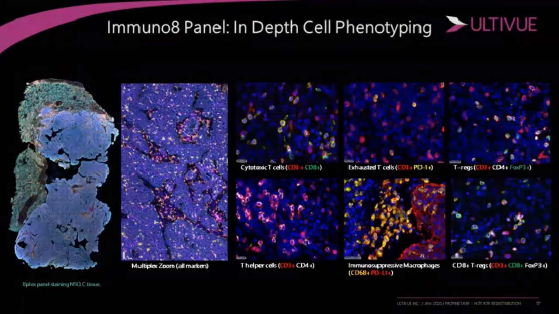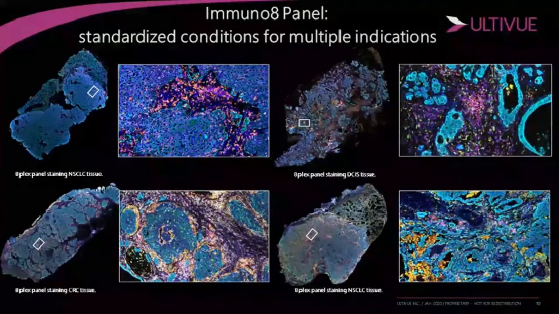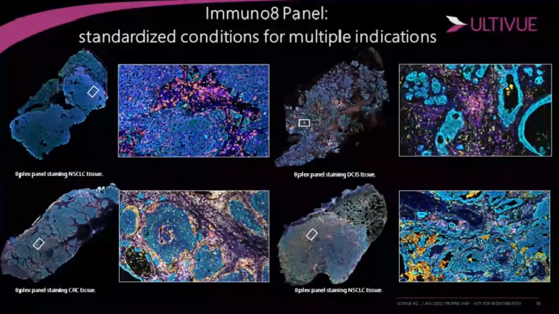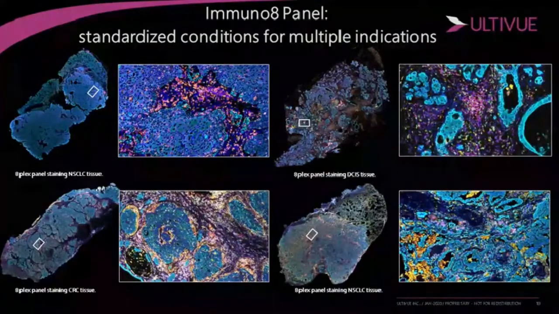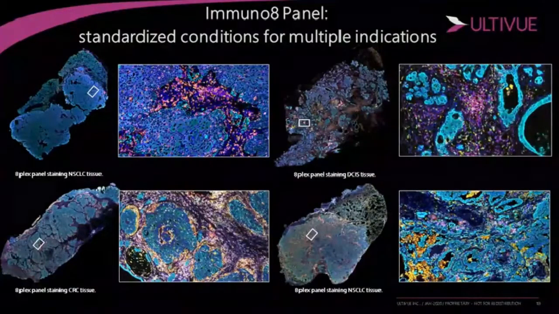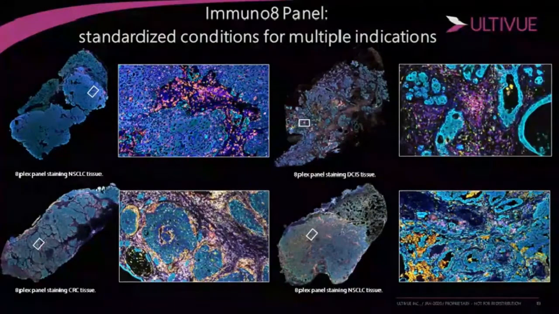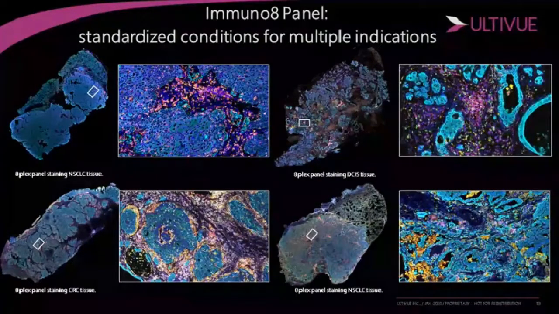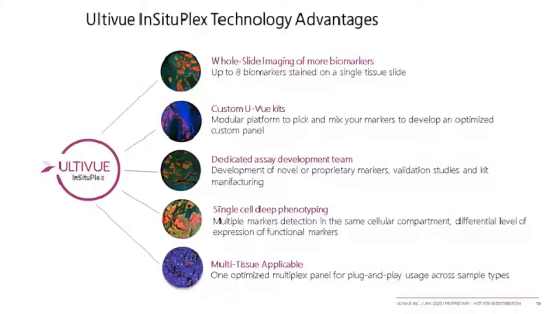Last but not least, I would like to also highlight that with those panels, and specifically I'm showing again the Immuno-8 panel, you have standardized conditions, which means that you can apply the same kit, whatever number of plexes you have and whatever number of markers you are looking at, on different tumor indications. And this is an example, and you will see it later on, the analysis on some of those tissues, where we have applied the 8-plex on non-small cell lung cancer or colorectal cancer tissue in the same assay run. So again, showing that the conditions that we have developed are standardized and you can apply them to different indications.